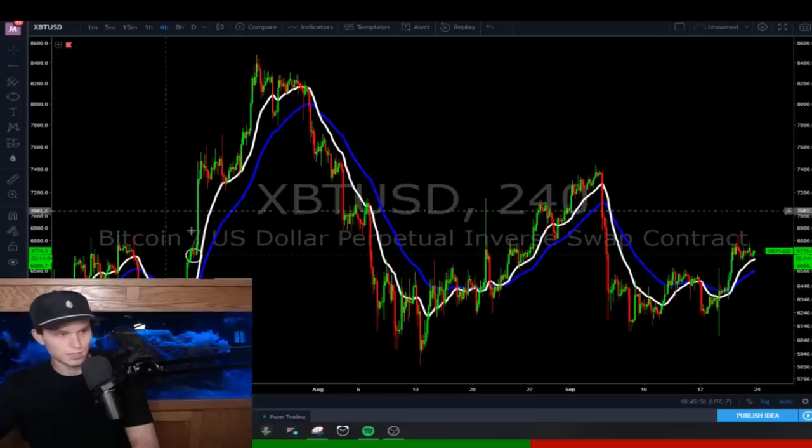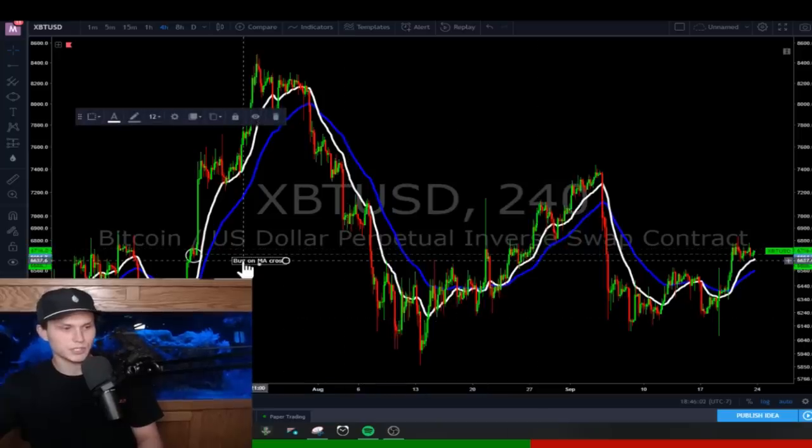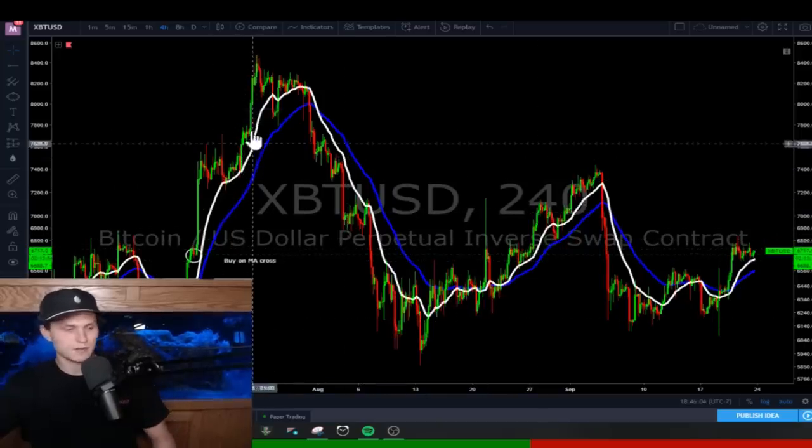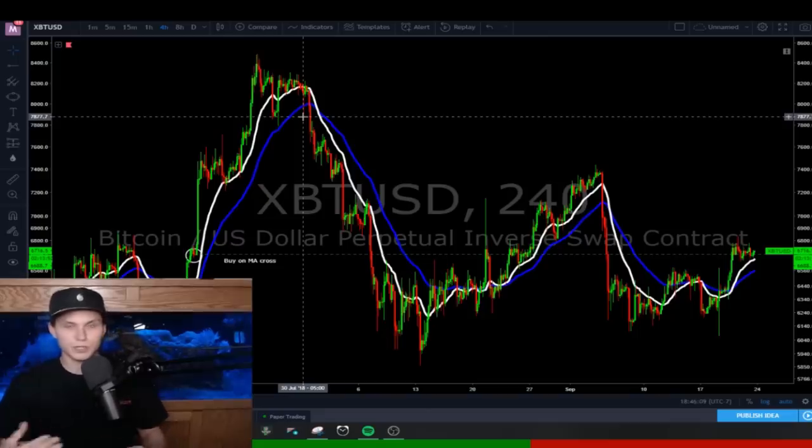So I'm just going to mark that down with a little text box, buy on MA cross, right? So that's the first condition. So let's move along. As price moves up, this is great. You're in profit. Now, since it's an automated strategy, you're not the one making the decisions. The computer's making the decisions.